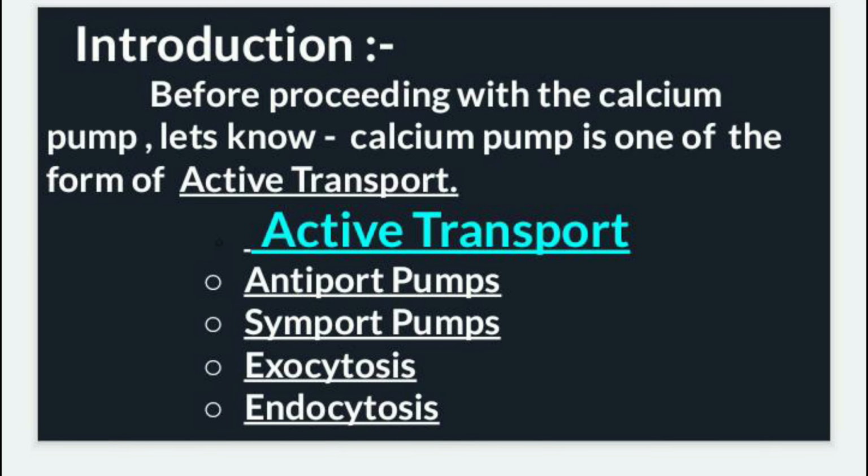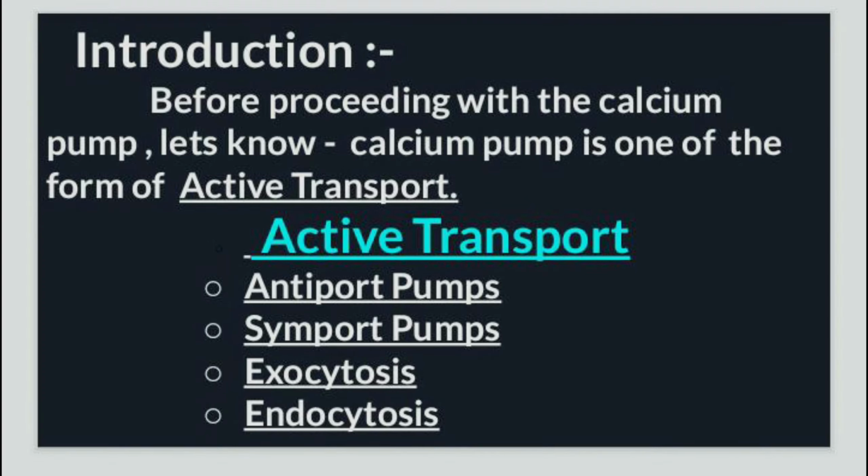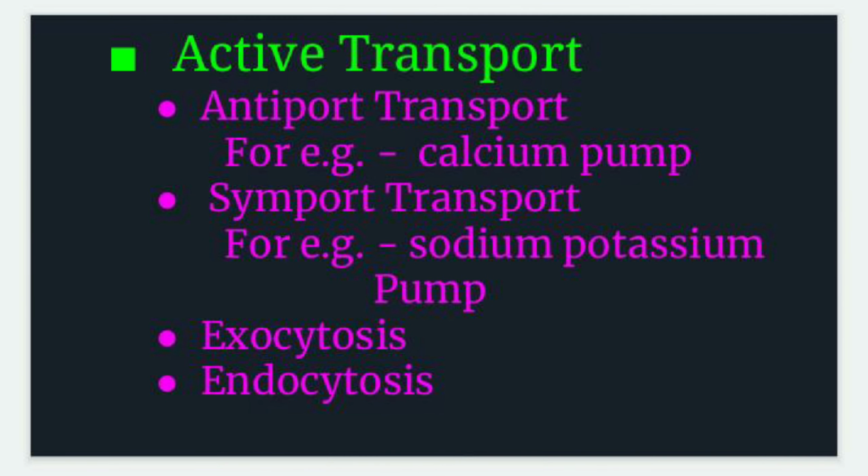Let's introduce the calcium pump. Before proceeding, let's know that the calcium pump is one form of active transport. Active transport of nutrients through the cell membrane happens in various ways such as antiport pumps, symport pumps, exocytosis and endocytosis. Now let us look at where the calcium pump is included under active transport. As we have seen, antiport pumps, symport pumps, exocytosis and endocytosis are the various types of active transport, and here our calcium pump is included under antiport transport.